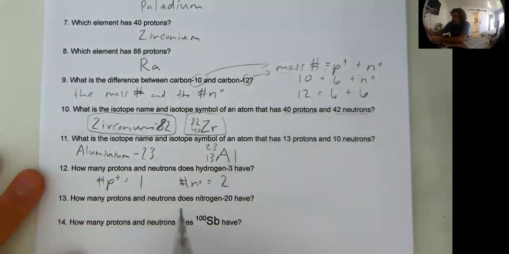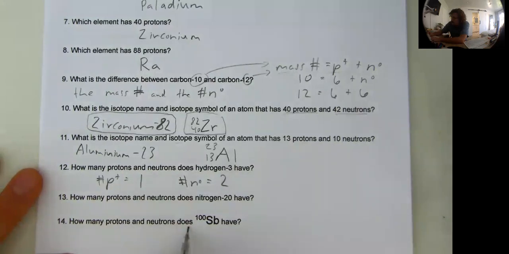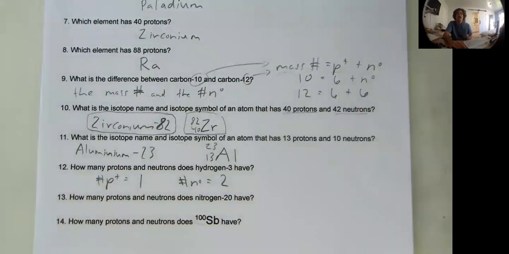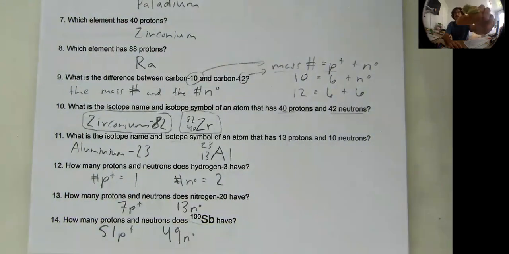How many protons and neutrons does nitrogen 20 have? And how many protons and neutrons does this have? Okay, go ahead and solve them for yourself, and I'll put the answers up in a second. There's the answers to 12, 13, and 14. Moving on.